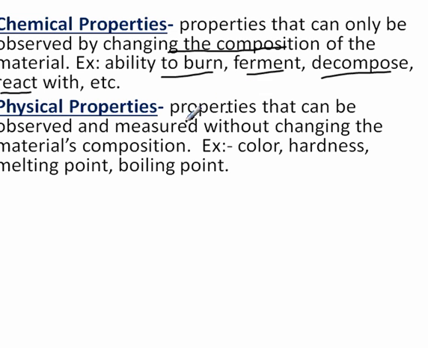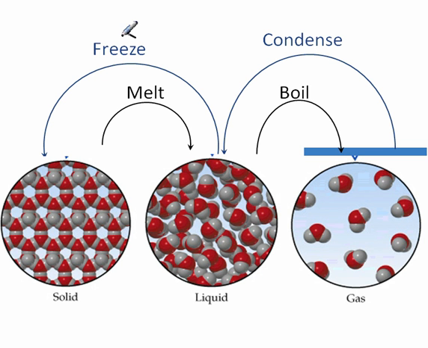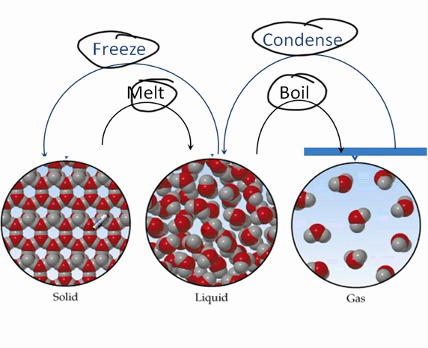Physical properties are observed and measured without changing the composition. Color, hardness, melting point, boiling point. Remember the phase changes. These four phase changes: freezing, melting, condensing, and boiling. If you notice, you have one red and two gray. They're all the same. They never change. The only thing that changes is the distance between them and how much energy they have.